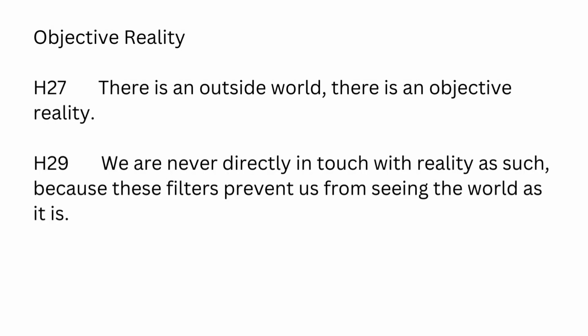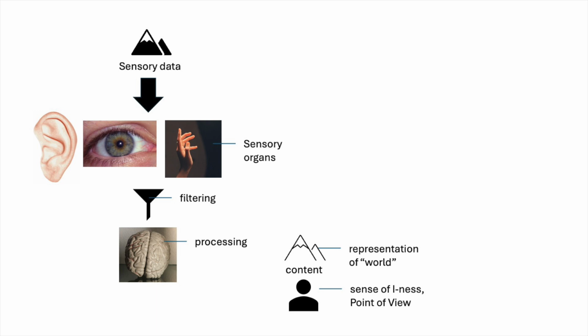There is an outside world, there is an objective reality, and we are never directly in touch with reality as such, because the filters prevent us from seeing the world as it is. If you go back to the visualization that we looked at in the very beginning, if you look at all the steps that are needed for your nervous system to create a representation of an actual world out there, you clearly see that there is a distinction between the sensory data that is available and what arrives in your nervous system or in your brain.